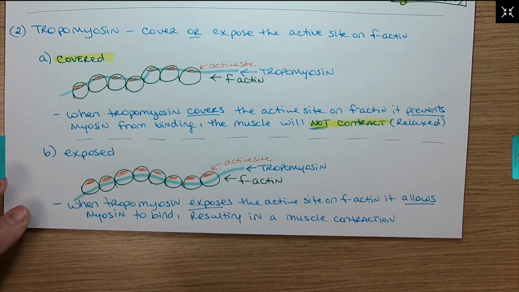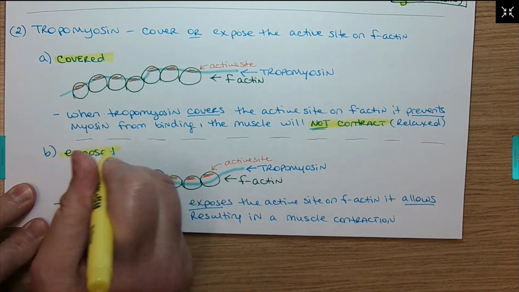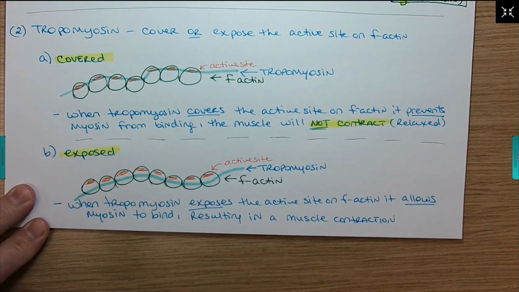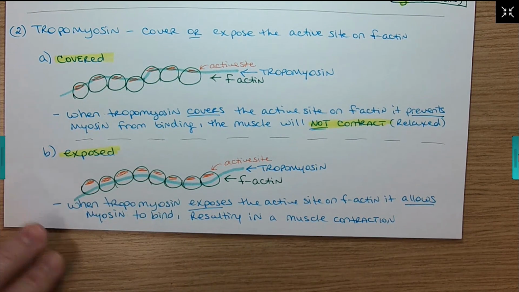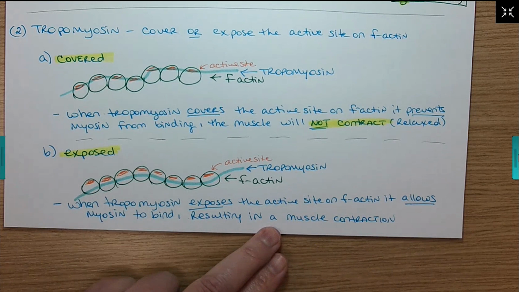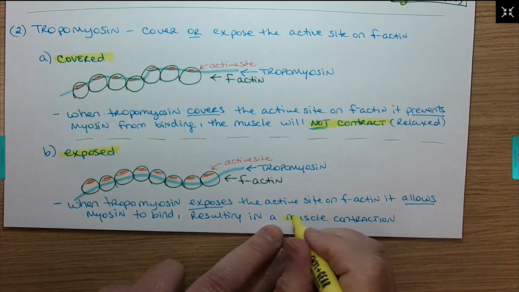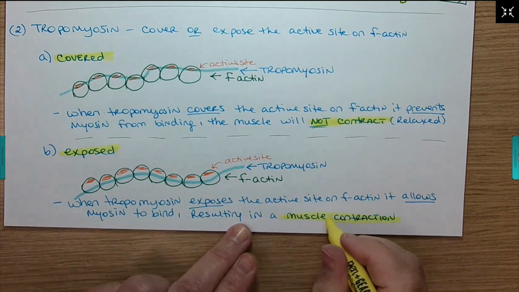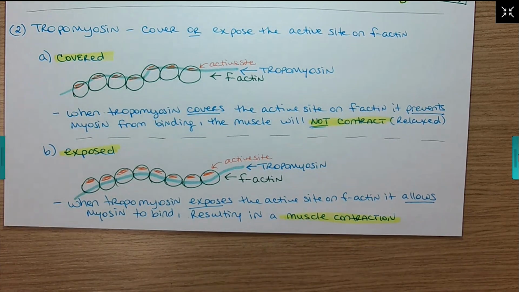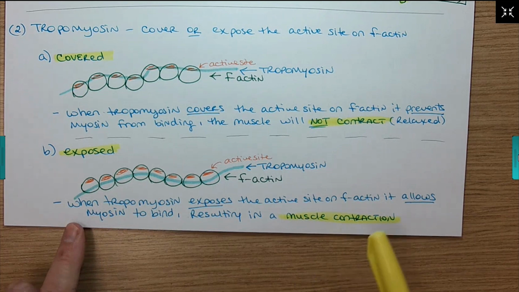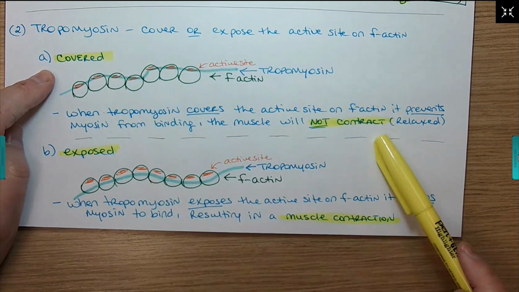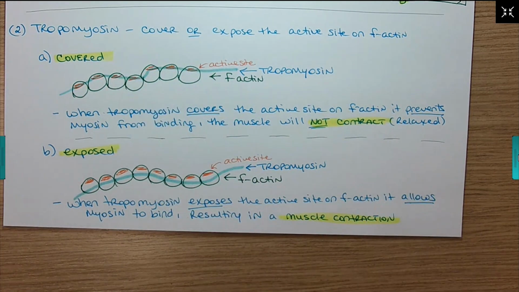What makes it covered and not covered? Good question. We're coming to that next. I know you're thinking ahead. I know there's got to be a reason why we're covering and then exposing this thing. So what's causing that? So bottom line is, if it's exposed, turning that up, y'all look like you're cold. If it's exposed, we're going to get a muscle contraction out of it. If the active sites are covered, we're not.